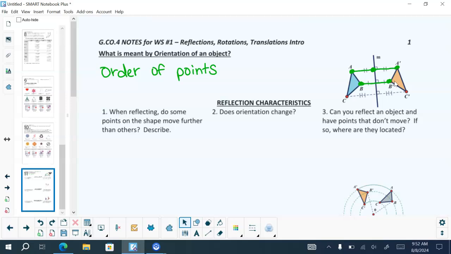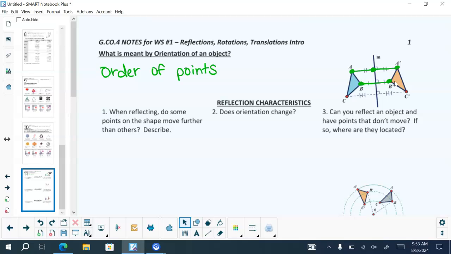Hopefully I didn't confuse you with what I just asked there. I'm not talking about, yes, A and A prime are the same distance away from the line, and B and B prime are the same distance away from the line. But did the distance that A to A prime and B to B prime traveled, was that the same? Hopefully you can see here that it's not. A had a little bit farther to travel than B did.